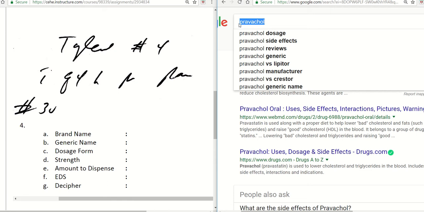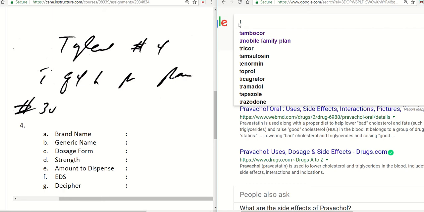Number 4. What does that look like? T. T what? What is G decipher all about? At the very end of problem number 4, A, B, C, D, E, F, G, all the way at the end, G, decipher. Just translate it. Take 1 tablet by mouth every day. It's like playing CAPTCHA on Expert.